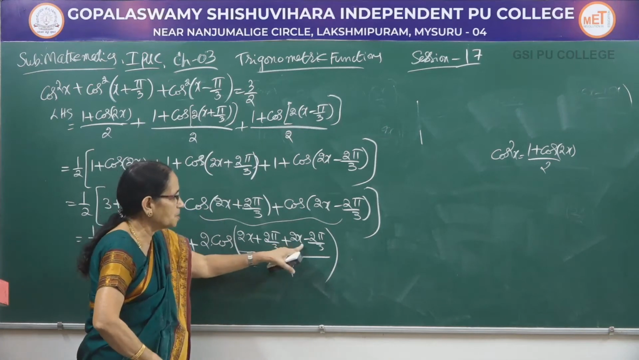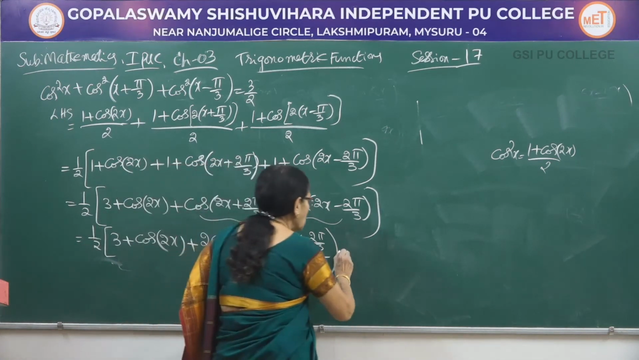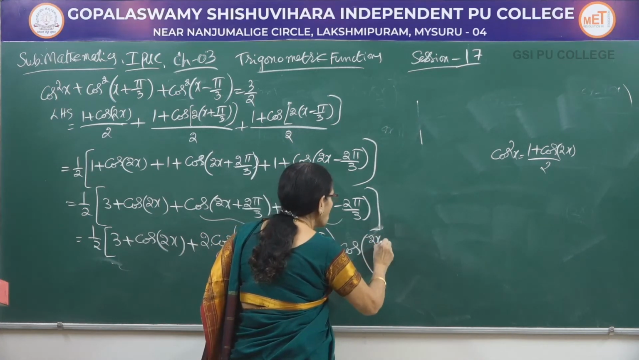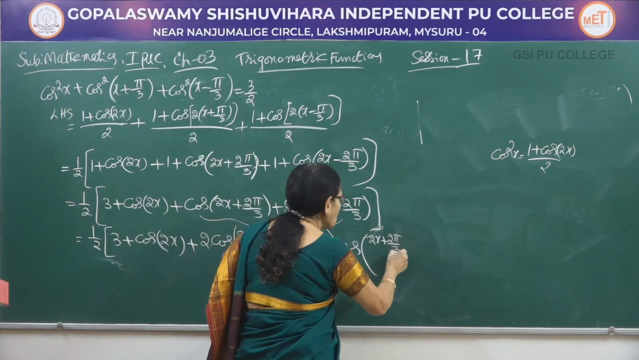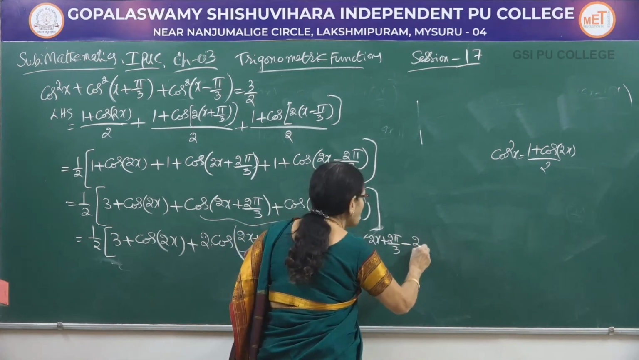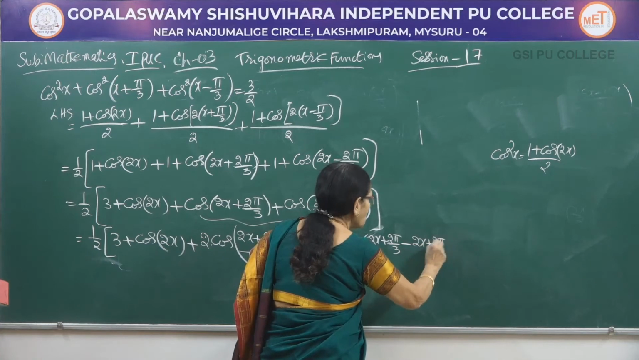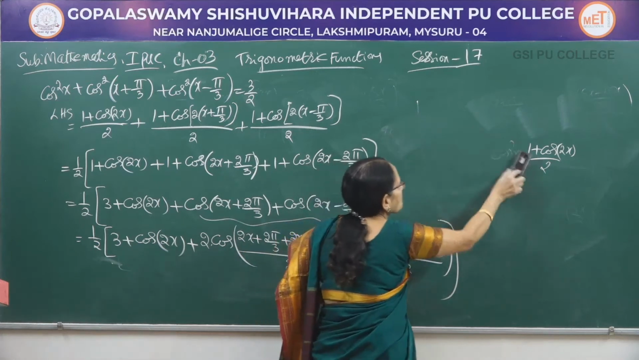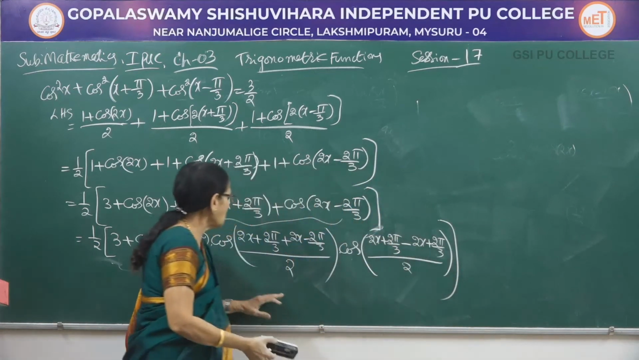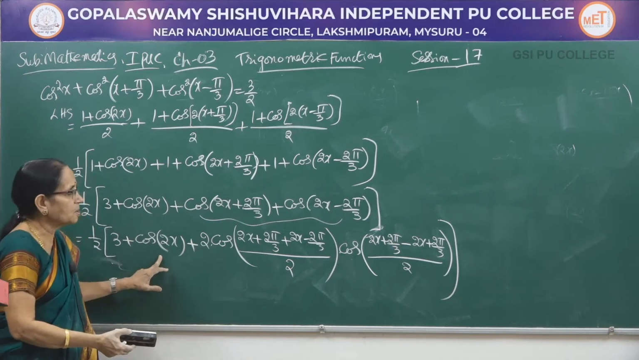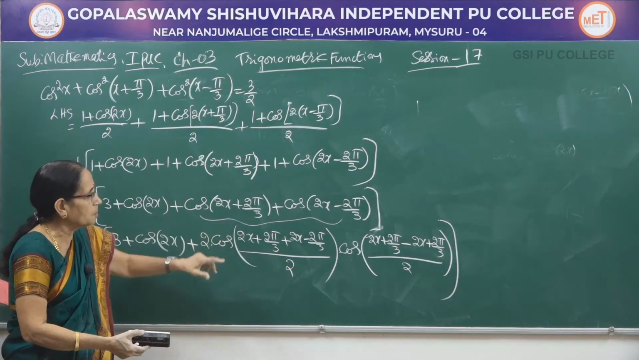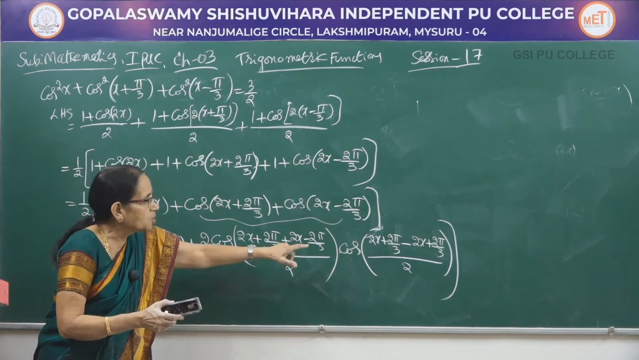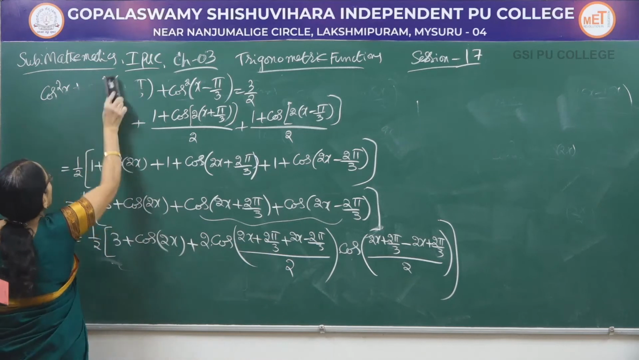Cos of (C plus D) divided by 2 into cos of (C minus D) divided by 2, where C is 2x plus 2 pi by 3 and D is 2x minus 2 pi by 3. Close the bracket. So what have I done here? Keeping the first term as it is, for this is of the form cos C plus cos D, I have applied the formula 2 cos (C plus D) by 2 into cos of (C minus D) by 2.